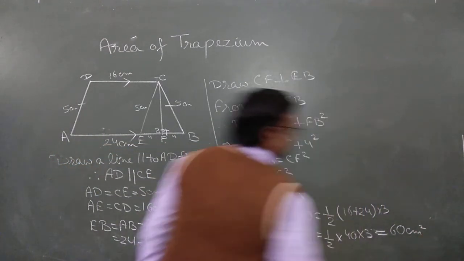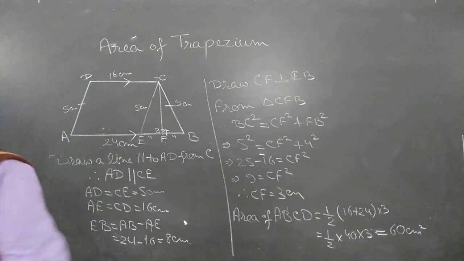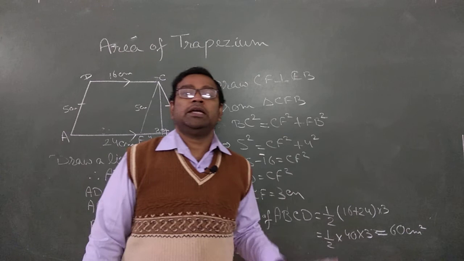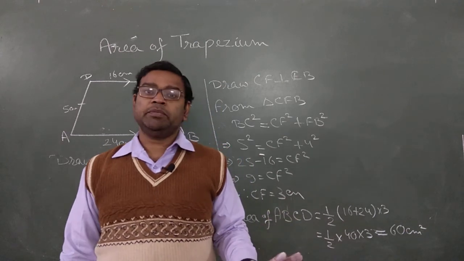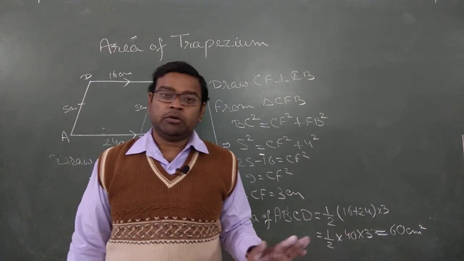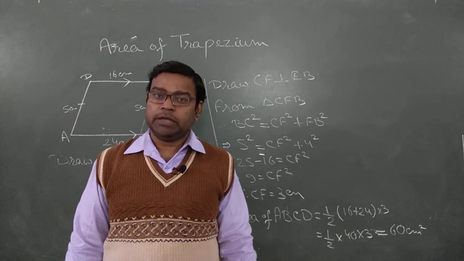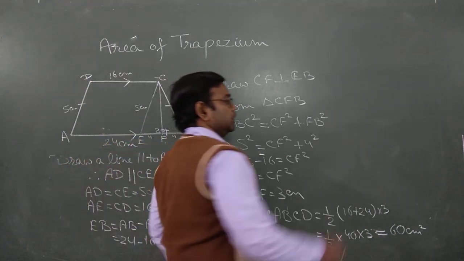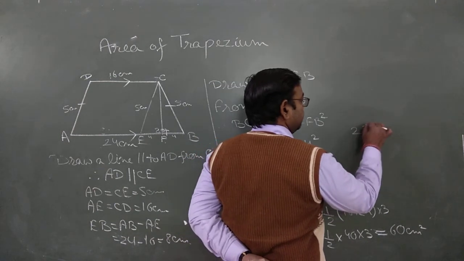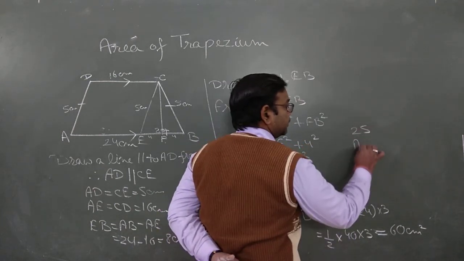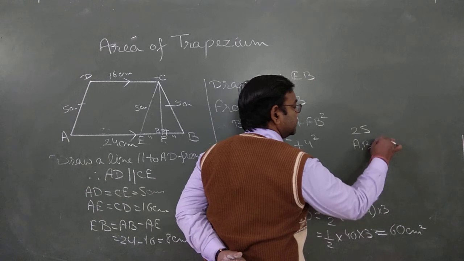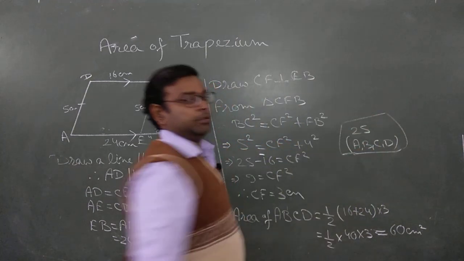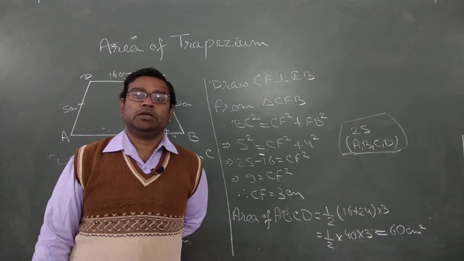So likewise you have to complete your exercise 25D, and remember 25E is not in your syllabus this time, so I am not going to discuss that one in any video. That's all for your area of rectilinear figures. All of you complete your chapter 25 including exercises A, B, C and D. E is not in your syllabus this time. That's all for today. Thank you.